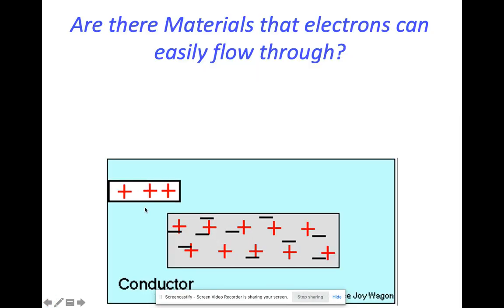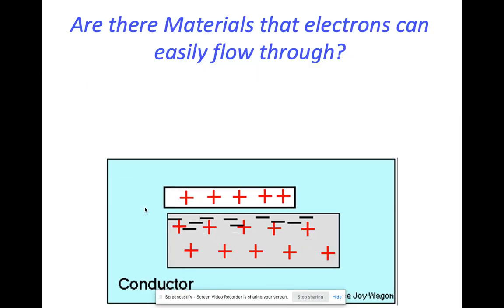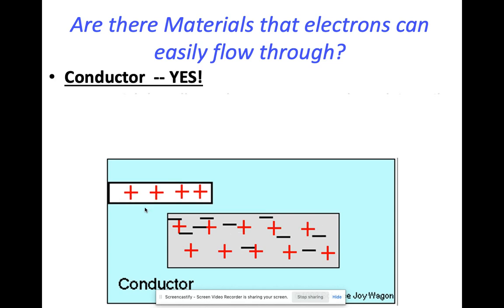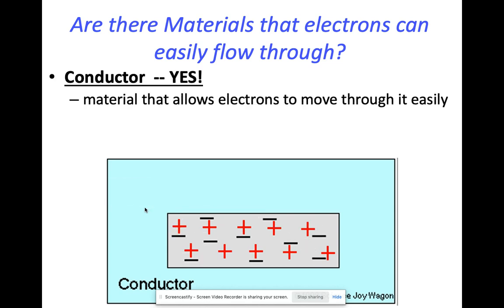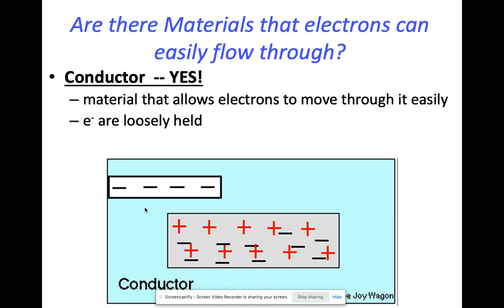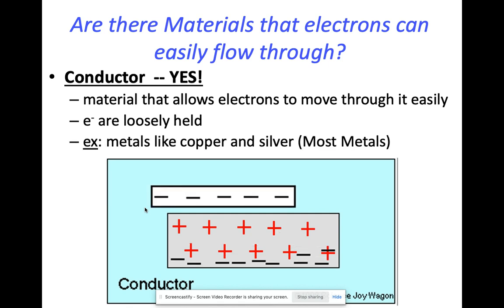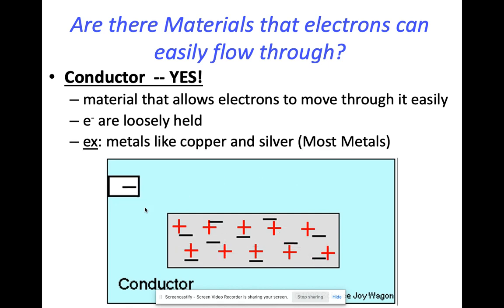All right. So again, are there materials that electrons can easily flow through? Absolutely. They are called conductors. They allow electrons to move through them easily. The electrons are loosely held in them. This is most metals. The most common are copper and silver.